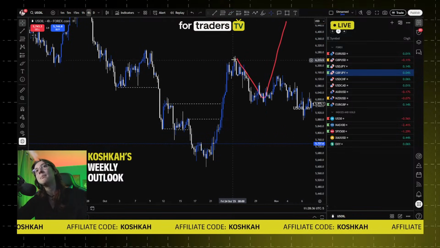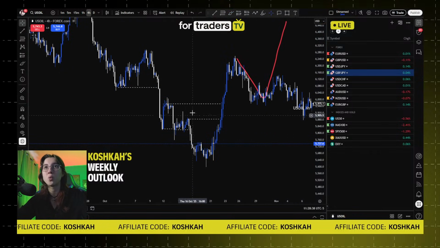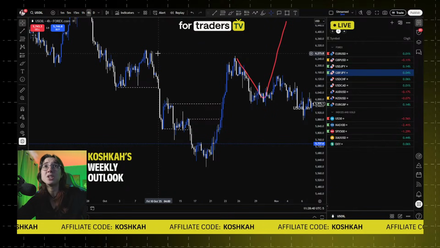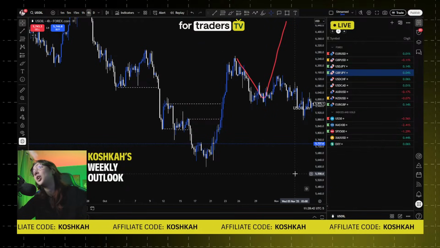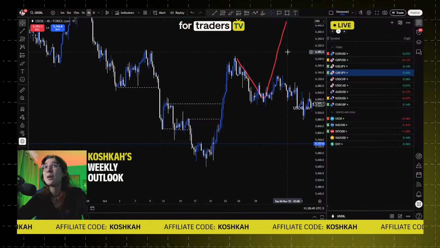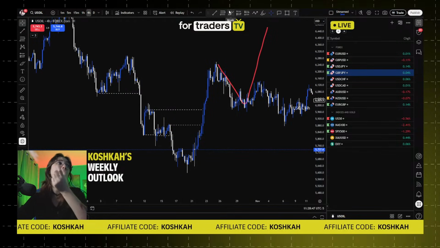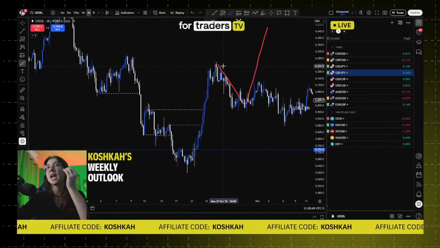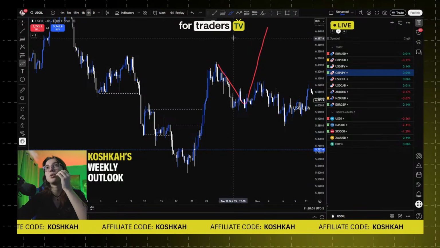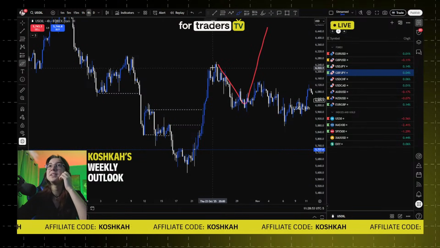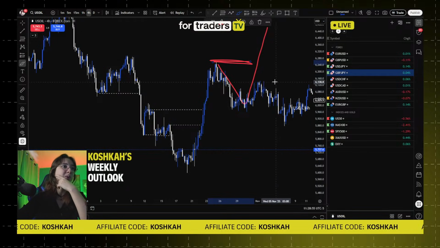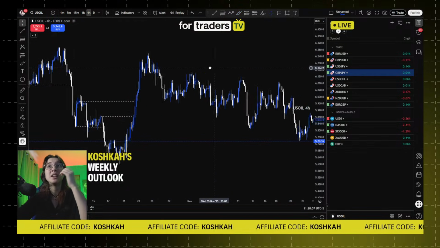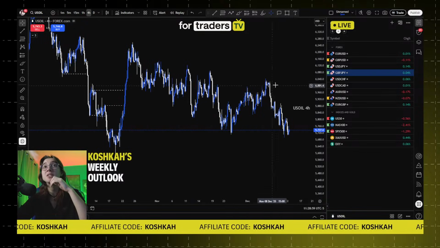So what does that mean? It means that right here we broke structure twice, but this could have been just a liquidity sweep, and then we're going to continue to the downside. To confirm that it's not actually a liquidity sweep, you can wait for a second break. That means another break of structure to the upside right here. It did not happen. Instead, we've been just pushing to the downside.